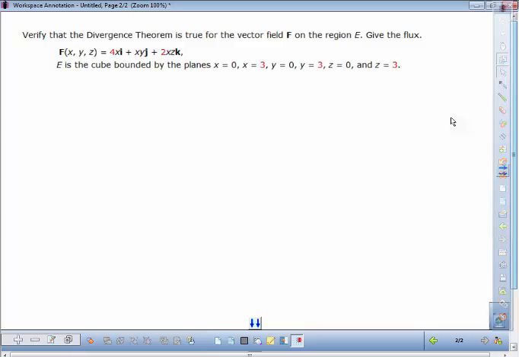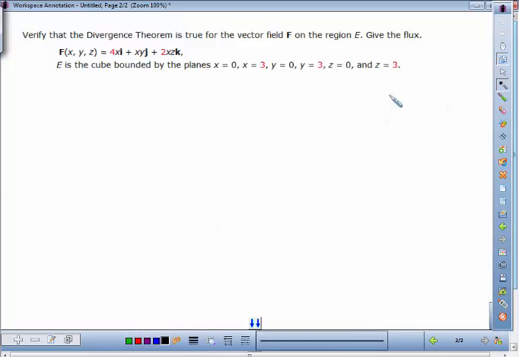Okay, so E is a cube bounded by, so we need to take a look at our surface. E is a cube bounded by the planes x is equal to 0, so that's the yz plane, y is equal to 0, and z is equal to 0. So it looks like the corner of the cube is on the origin, and it goes from 0 to 3 in the x, 0 to 3 in the y, 0 to 3 in the z, and so I think this is the cube that they're talking about.